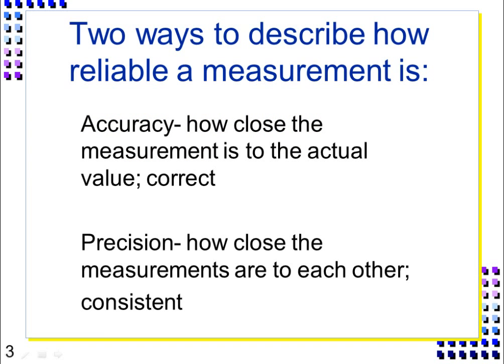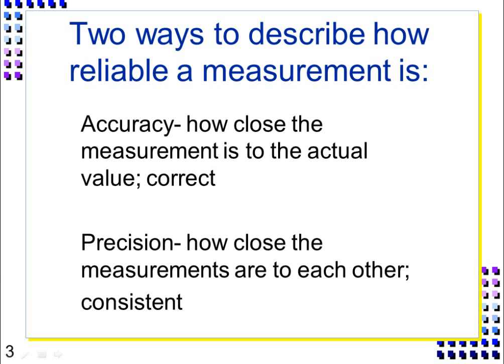First off, let's start by talking about two vocabulary words related to measurement. Accuracy is how close a measurement is to the actual value. Another way of saying this is that accuracy is how correct a measurement is, how close it is to our accepted value. Precision, on the other hand, is how close a set of measurements are to each other, or how consistent the group of measurements is.